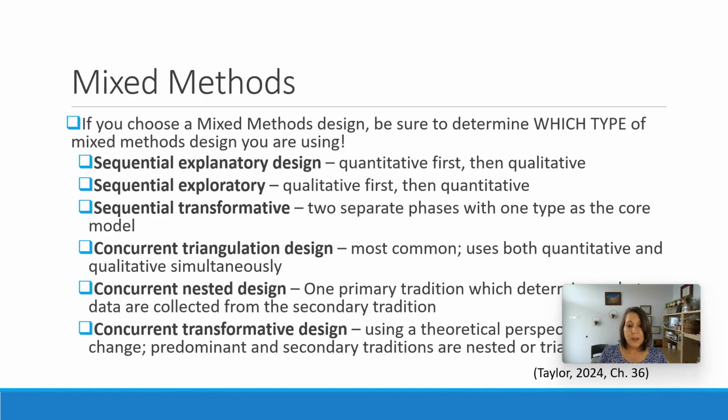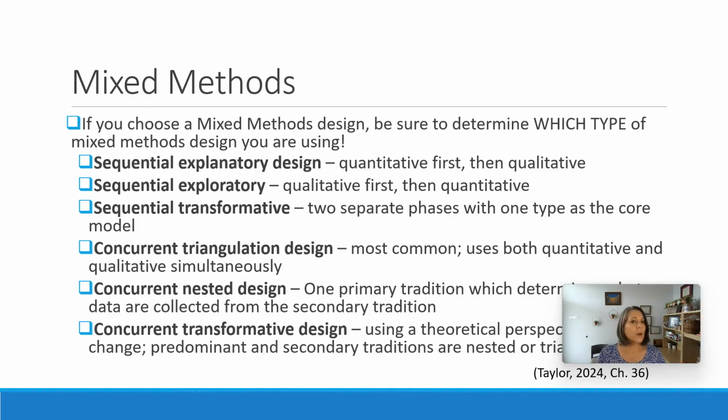Sequential transformative is two separate phases, with one type being the core, and you're trying to change something. You're trying to get a sense of how a group or a population improved or changed or made a difference. Concurrent triangulation is the most common. This is where you're using them both at the same time and you're trying to have one kind of data back up the other kind of data.